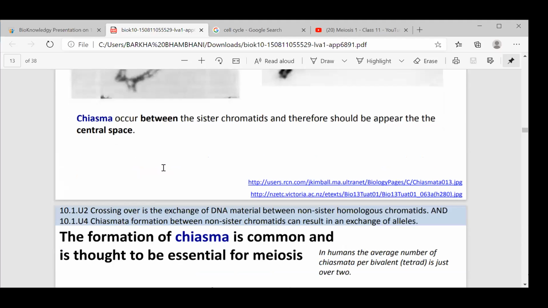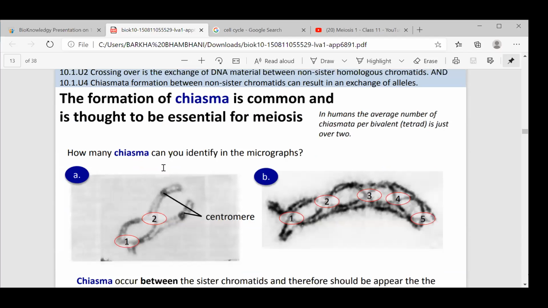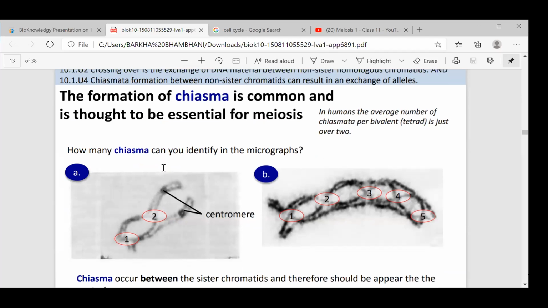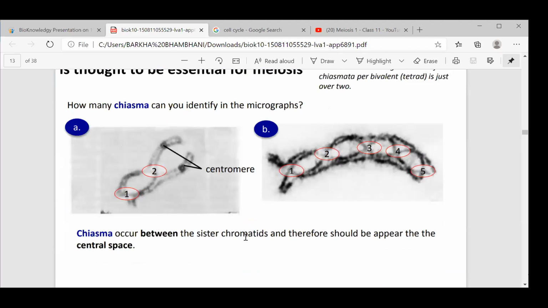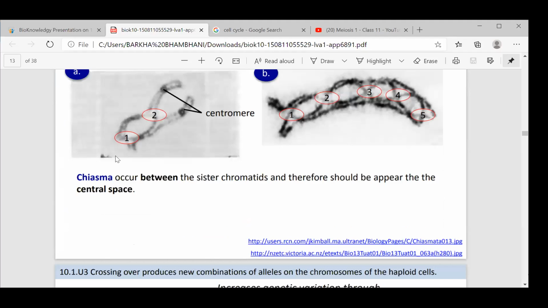The formation of chiasma is called crossing over and is thought to be essential for meiosis. It has to take place in meiosis. If it does not take place, and remember one thing, mutation can also occur at this point, when proper division is not taking place. So chiasmata occur between the chromatids, and here you have 5 chiasmata.